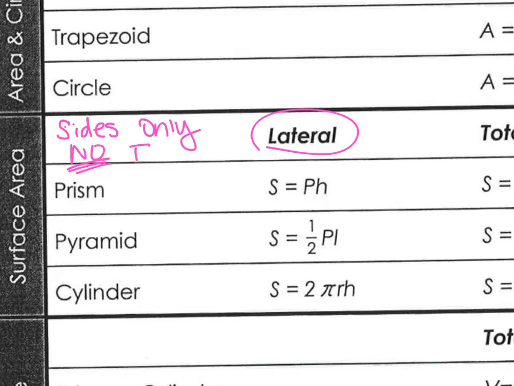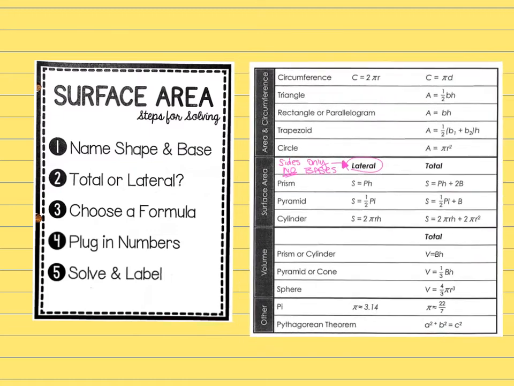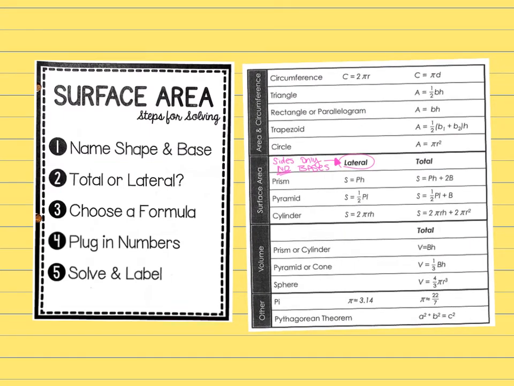No bases. Lateral means whatever shape the base is, don't include it, just do the sides. And that'll make more sense when we actually get a picture in a minute. And then the other little sheet just has some steps that we'll go through when we get ready to answer a question.